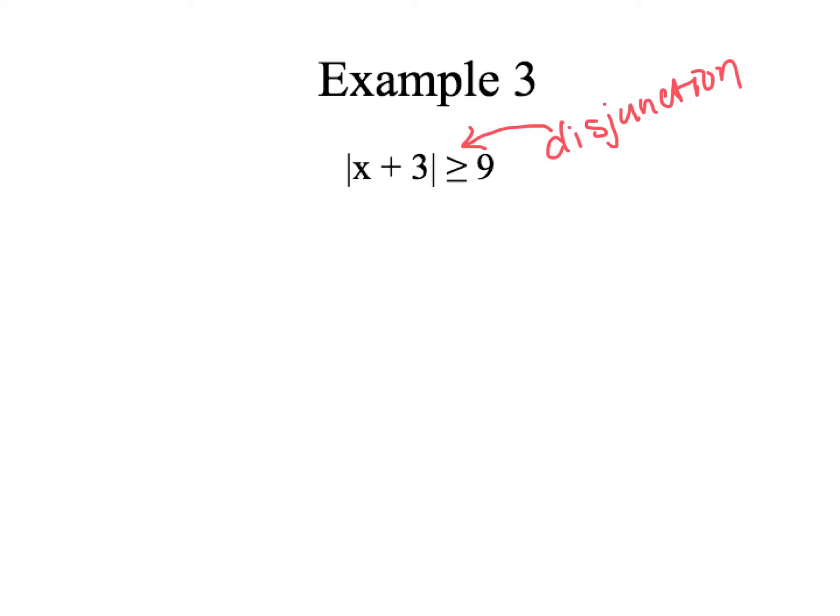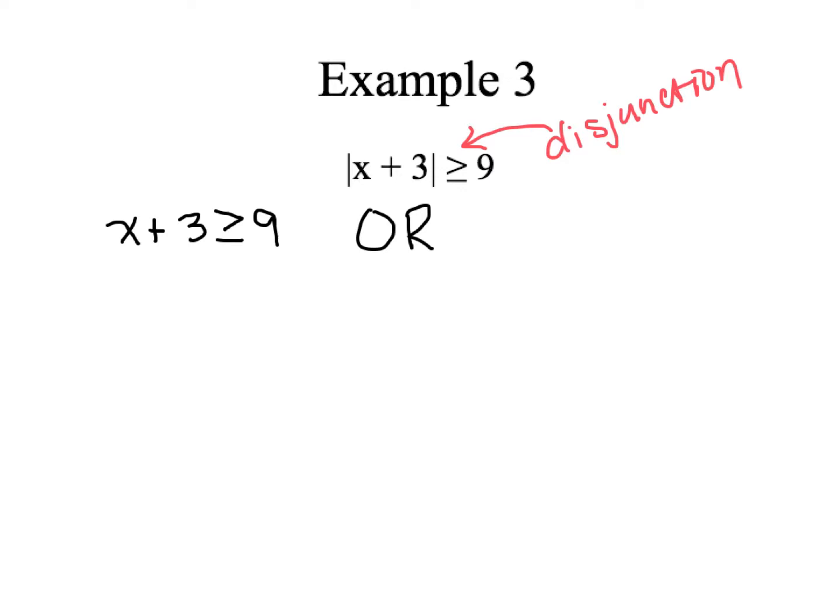It's a disjunction, which means we need to split it up. So let's follow the rules like we did before. Step 1, isolate the absolute value if necessary. There's nothing to isolate. Step 2, copy the basic inequality without the absolute value brackets. So I have x plus 3 is greater than or equal to 9. I'm going to put a big or because that's disjunction.